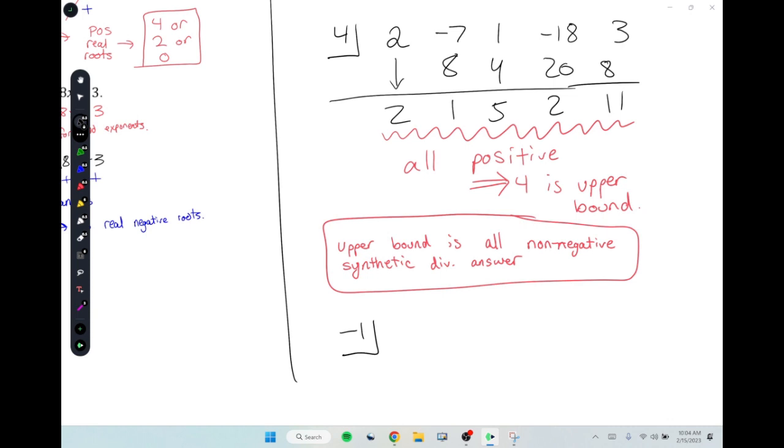Or try them all, if you don't like the shortcuts. But this is just a shortcut for synthetic division. But it didn't equal 0, right? No, 4 is not a solution. But because they were all positive, now we don't have to try 5, 6, 7, 8, 9, 10. Why were we trying it? Well, just because it told us to.